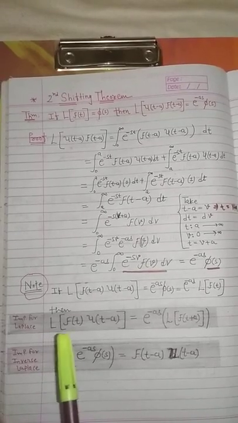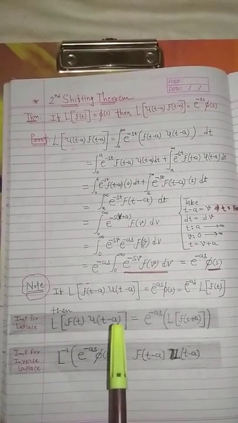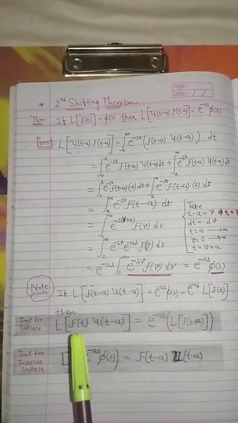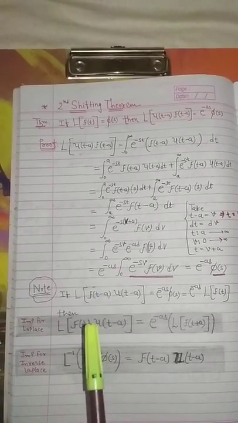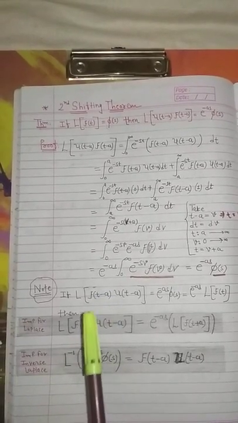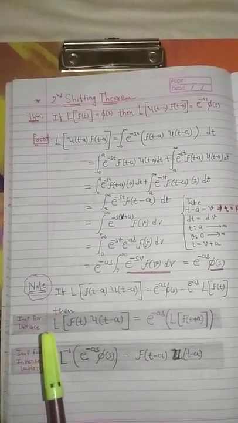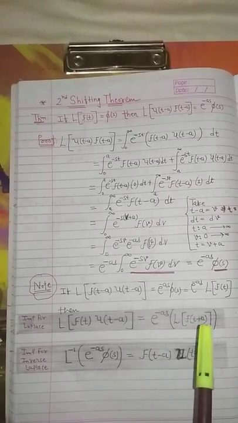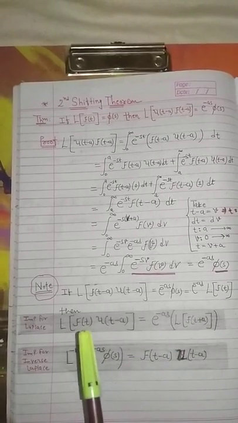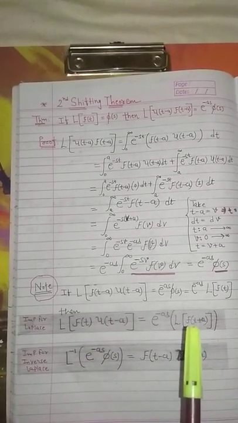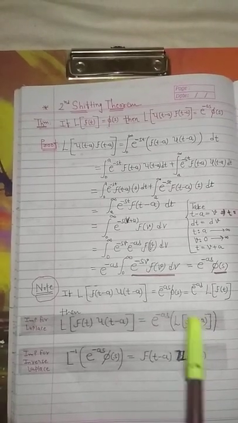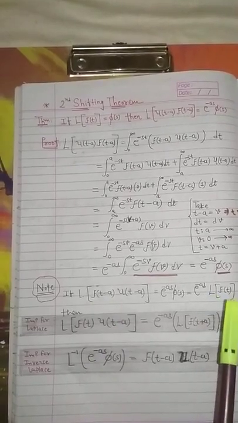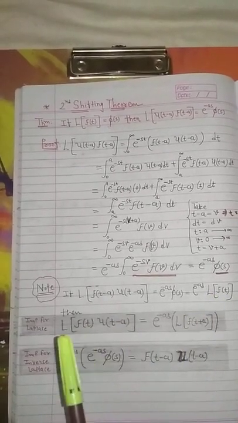Then the Laplace of f(t) u(t minus a), if we have f(t) here, not f(t minus a), there is some difference between these. Then for the Laplace example, we are taking e raised to minus as times the Laplace of f(t plus a). If you have f(t) here, then we are taking the Laplace of f(t plus a). If we have f(t minus a) here, then we are taking the Laplace of f(t). So that is a major difference.